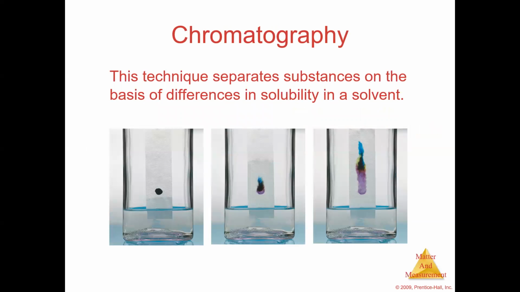Chromatography separates substances on the basis of differences in solubility. Some things are soluble, and when I say soluble, I mean that they can dissolve in the material. So salt, for instance, can dissolve in water, but something like silver chloride won't dissolve in water. So we can use a variety of different solvents to purify out our material.